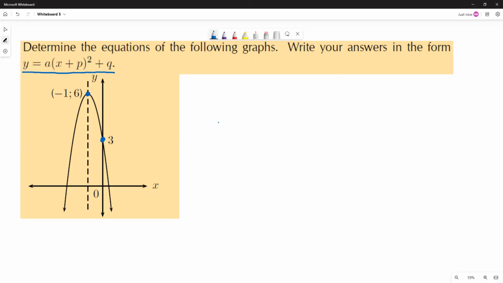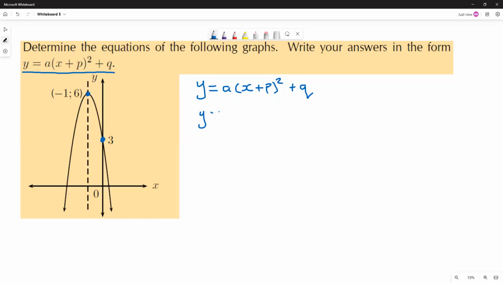So, if I have the turning point, I have to use the turning point form. Sometimes they don't give it to you, so I advise you to also know it off by heart, which is a(x plus p) squared plus q. This is the turning point form.